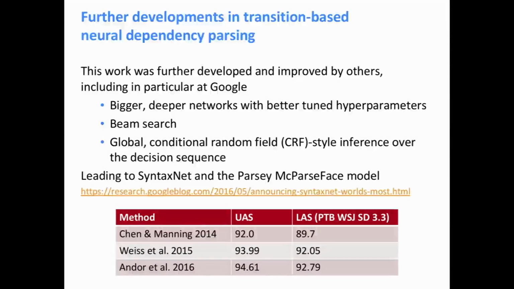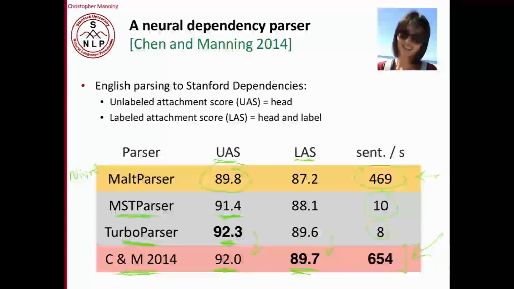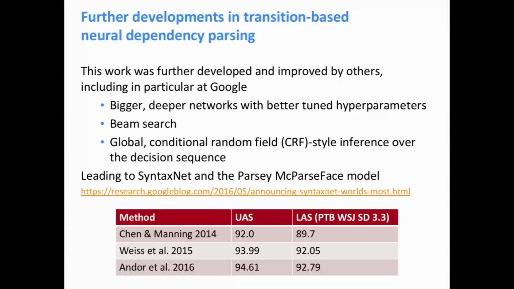So here are some results on that. I already showed you some earlier results, right? So this was showing the fact that we're outperforming these earlier parsers basically. But subsequent to us doing this work, people at Google, in these papers by Weiss and Andor, said, oh, this is pretty cool. Maybe we can get the numbers even better if we make our neural network bigger and deeper, and we spend a lot more time tuning our hyperparameters.